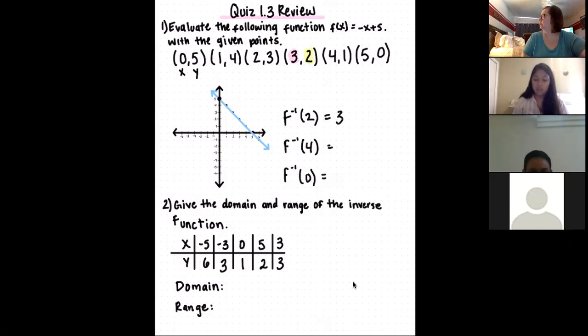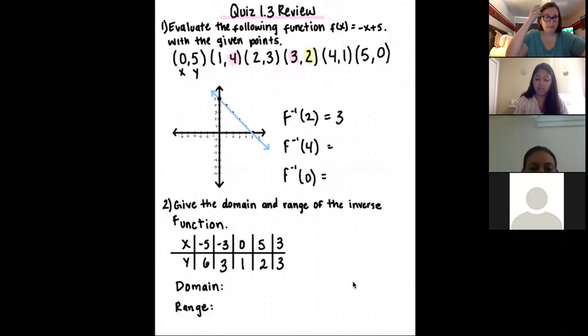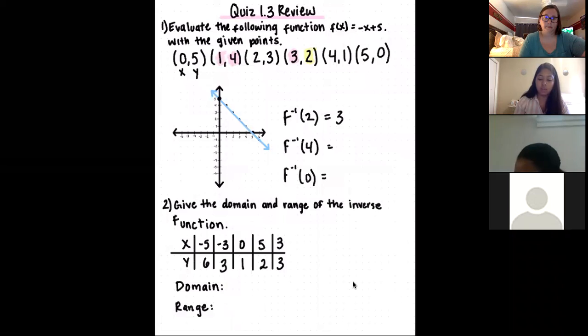Okay. Now, it's asking us for 4. So I'm going to have to find 4 in my y value. So 4, I see it right here. And my answer is going to be the x that is with it. So my answer is 1. And that is all you have to do.